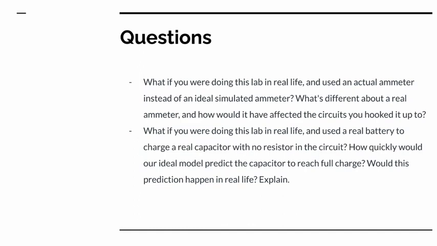The second question asks the difference between hooking up a battery directly to the capacitor with no resistor in real life and in an ideal situation. In an ideal situation, it would be charged immediately. However, in real life, it would probably A, be set on fire, and B, be slowed down by the resistance of the wire, which, though negligible in most accounts, without a resistor needs to be considered.